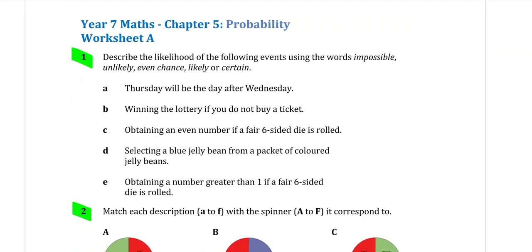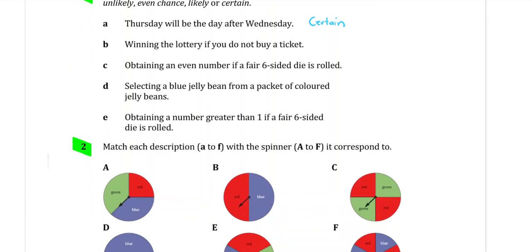Okay, next worksheet, the more describing questions. Describe the likelihood of the following events using the words impossible, unlikely, even chance, likely, or certain. So Thursday will be the day after Wednesday. I'm pretty sure that that is certain to happen. Okay, so we've done those questions before. You can fill in the rest of those ones.